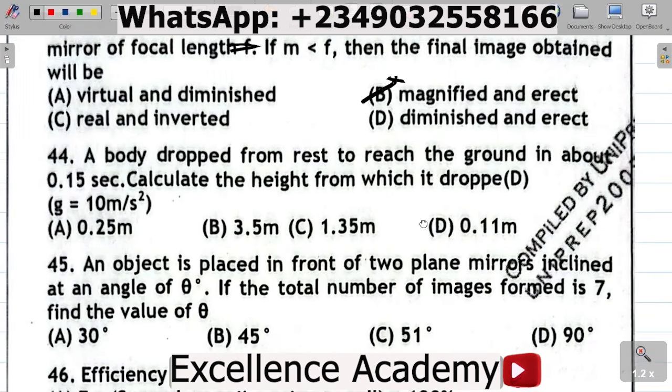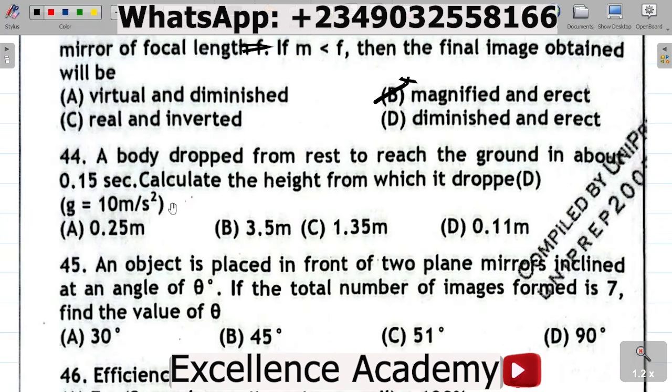Okay, next up, question 44. It says a body dropped from rest to reach the ground in about 0.15 seconds. Calculate the height from which it is dropped. Take g as 10 meters per second squared. A, 0.25 meters, B, 3.5 meters, C, 1.35 meters, D, 0.11 meters. So how do we answer this question? Again, we use the same concept as we used initially.